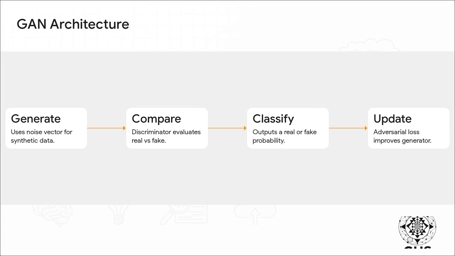The generator kicks things off by taking a random noise vector and trying to synthesize a fake image. That fake image is then fed into the discriminator, right alongside actual, real data from the dataset. The discriminator acts as our detective here, analyzing the inputs and outputting a probability of whether the image is real or fake. Based on that ruling, an adversarial loss signal flows backward, directly updating the generator's parameters to make it a way better forger next time around. It's a continuous, high-stakes feedback loop.